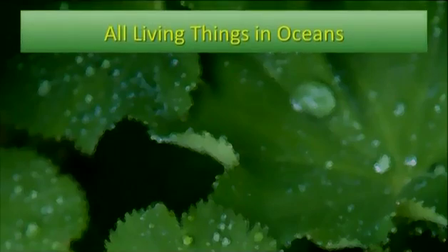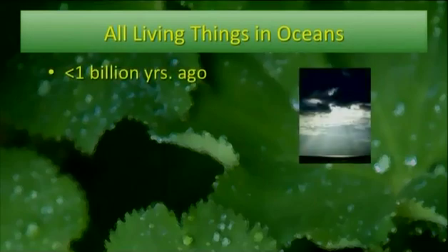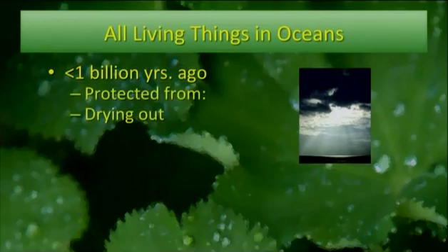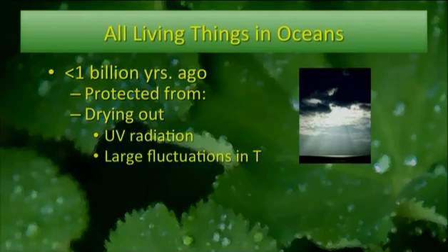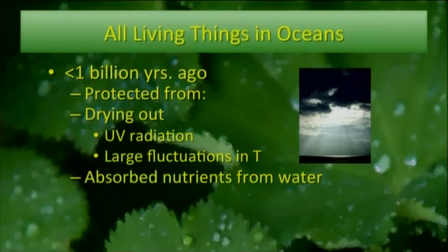Now, the thing is, life. All living things actually began in oceans. Less than 1 billion years ago, all living things were in oceans. And in the oceans, of course, they were protected from drying out. They were also protected from ultraviolet radiation. And because water is a moderator of temperature, organisms were protected from large fluctuations in temperature. They could also absorb nutrients from water.